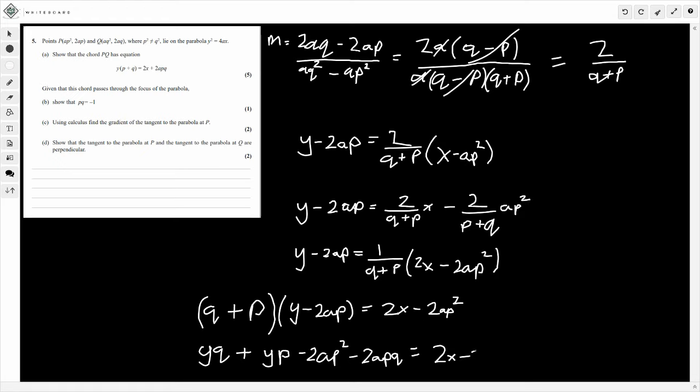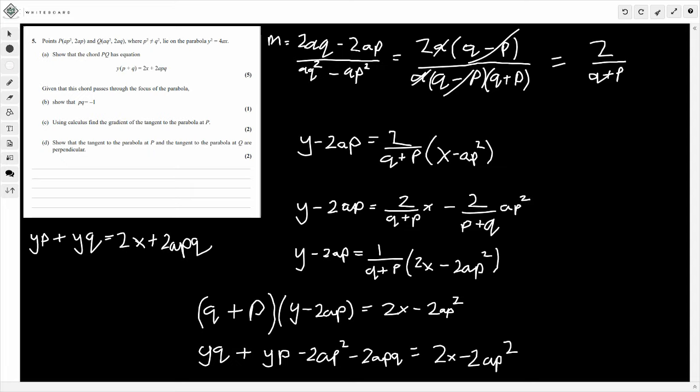This question is really long and it's really easy to make a mistake, so just take your time with it, guys. And then from here now, we can just cancel this 2ap squared here. So when we add it to this side, it's going to become 0. And then I can add the 2apq onto this side. So what I'm going to get left with is yp plus yq, and that's going to be equal to 2x plus 2apq.